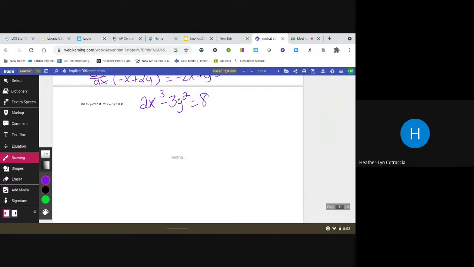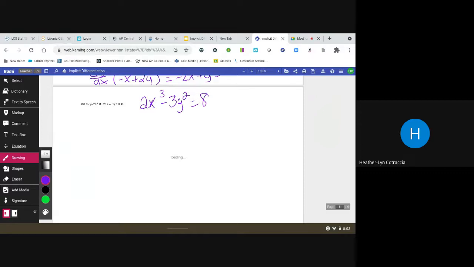So this would be a good time to pause and try this one on your own. It's really pretty simple. Take the derivative. Whenever you see a y, take the derivative normal, but then tack on a dy dx. Get all your dy dx's together, everything else on the other side. And yeah, it's pretty simple. So pause, see if you can do it, and then check your answer in a moment.